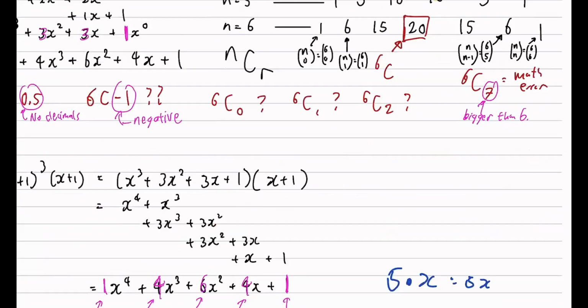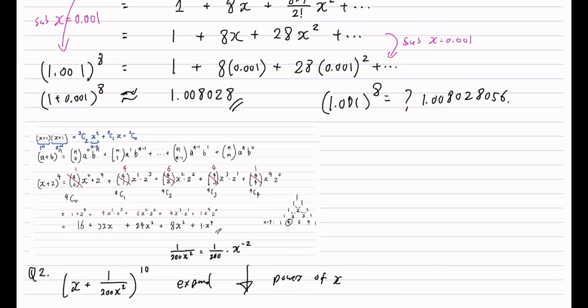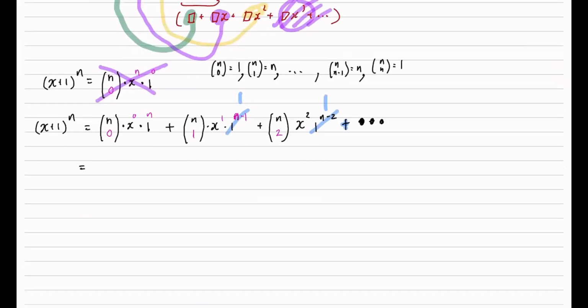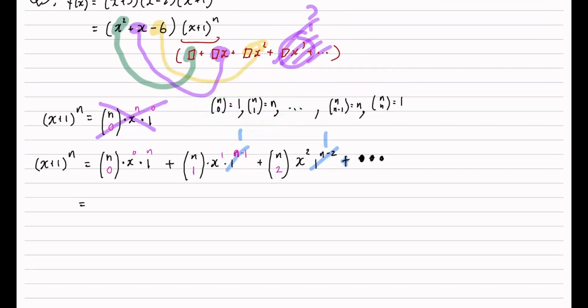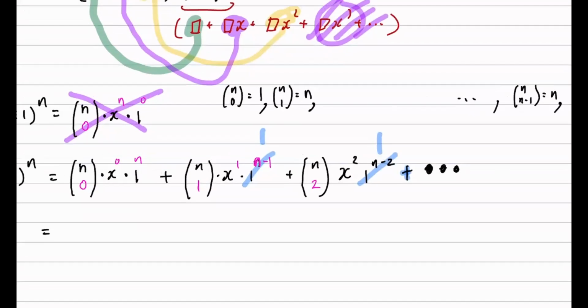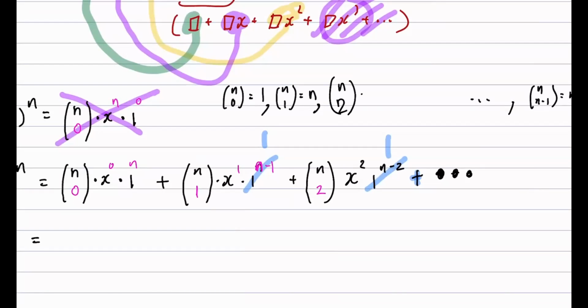Anyways, just to tell you what's relevant for this question. You only need these two. And actually also more. Still got one more, which is n choose 2. It's just n times n minus 1 divided by 2 factorial.